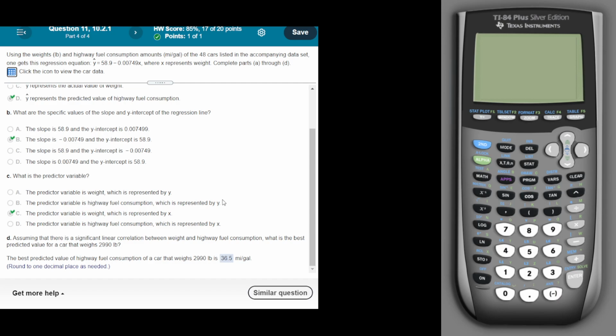So anyway, there is a significant linear correlation between the two sets of data, right? So we are allowed to just plug the number into this equation, and that's it. So what do we get? Let's plug in, and they want us to base that on 2,990. So let's go to our trusty TI-84.